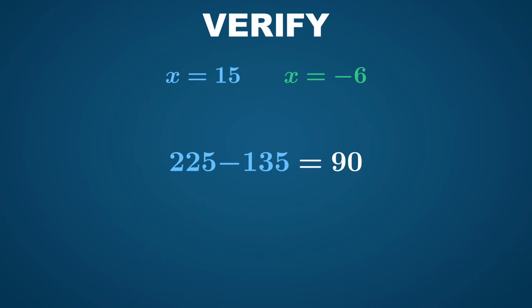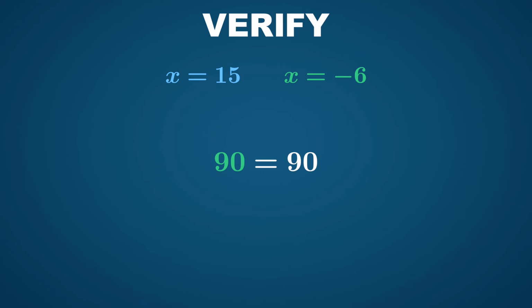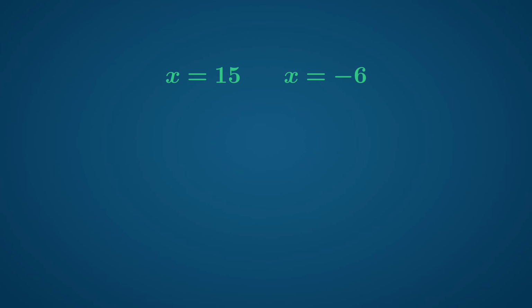Now we subtract 135 from 225. 225 minus 135 leaves exactly 90. So the entire left side expression simplifies to 90. 90 equals 90, so the first solution works perfectly.